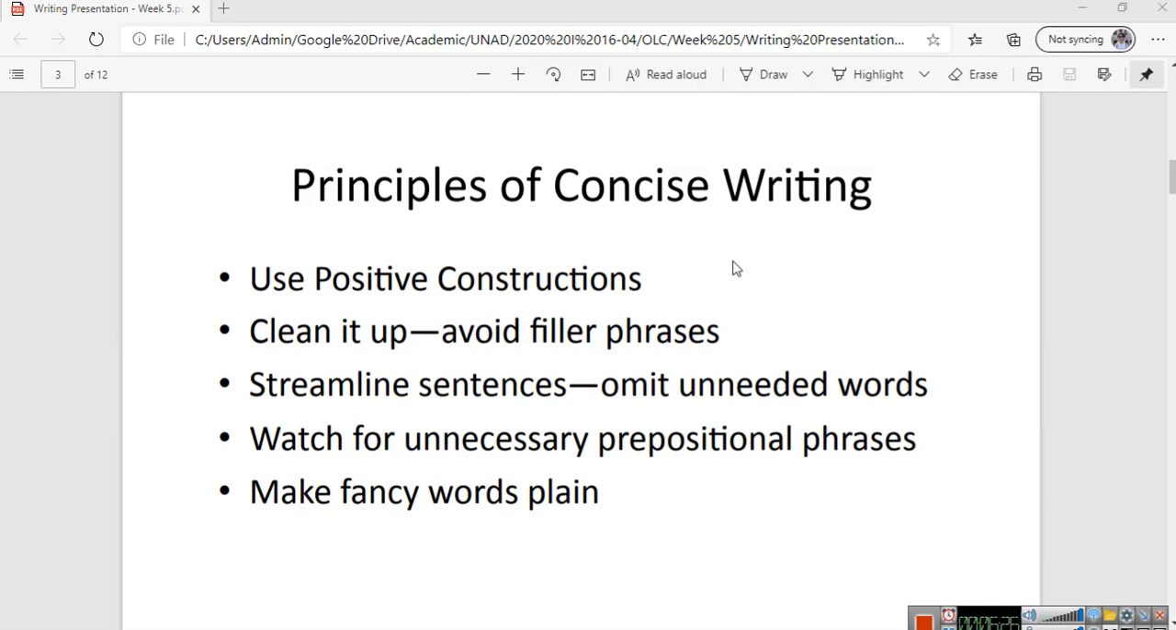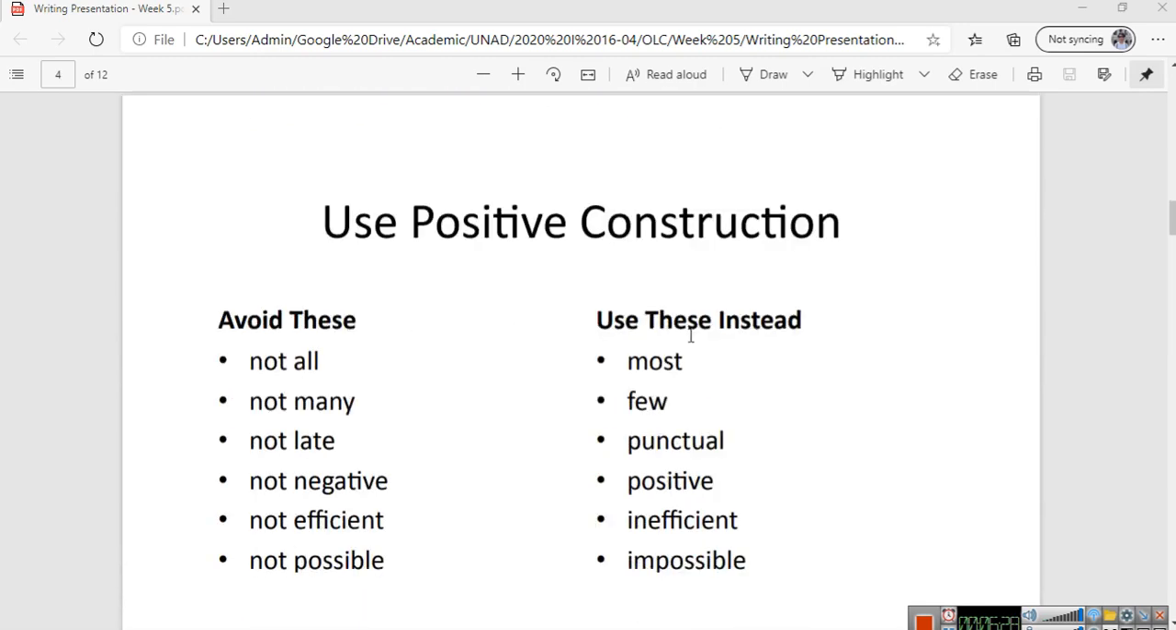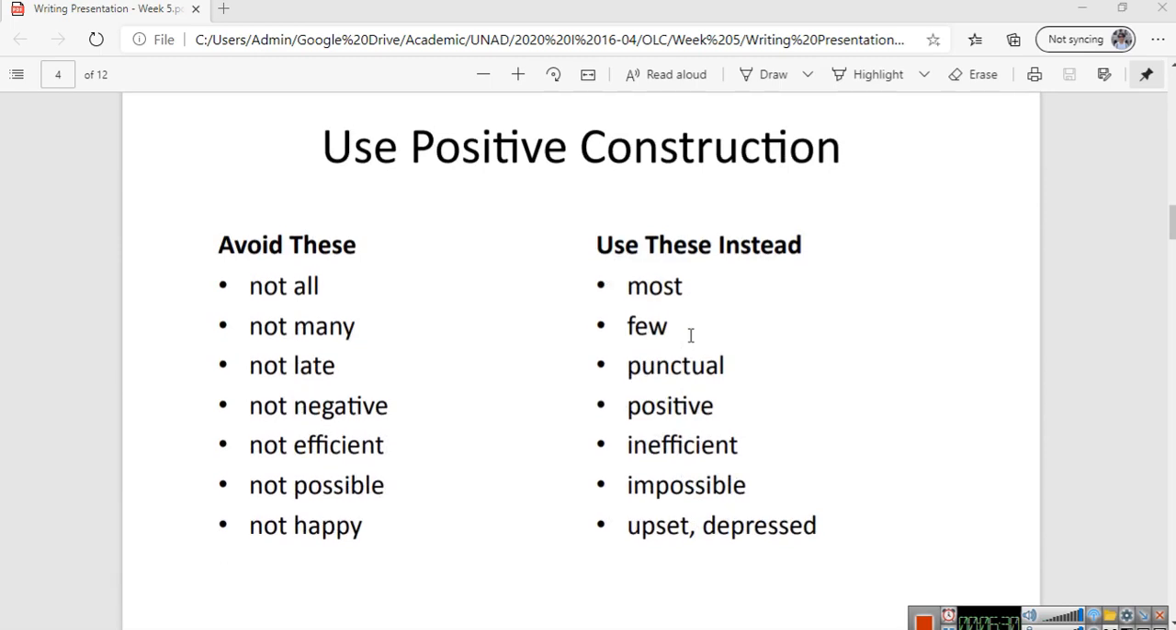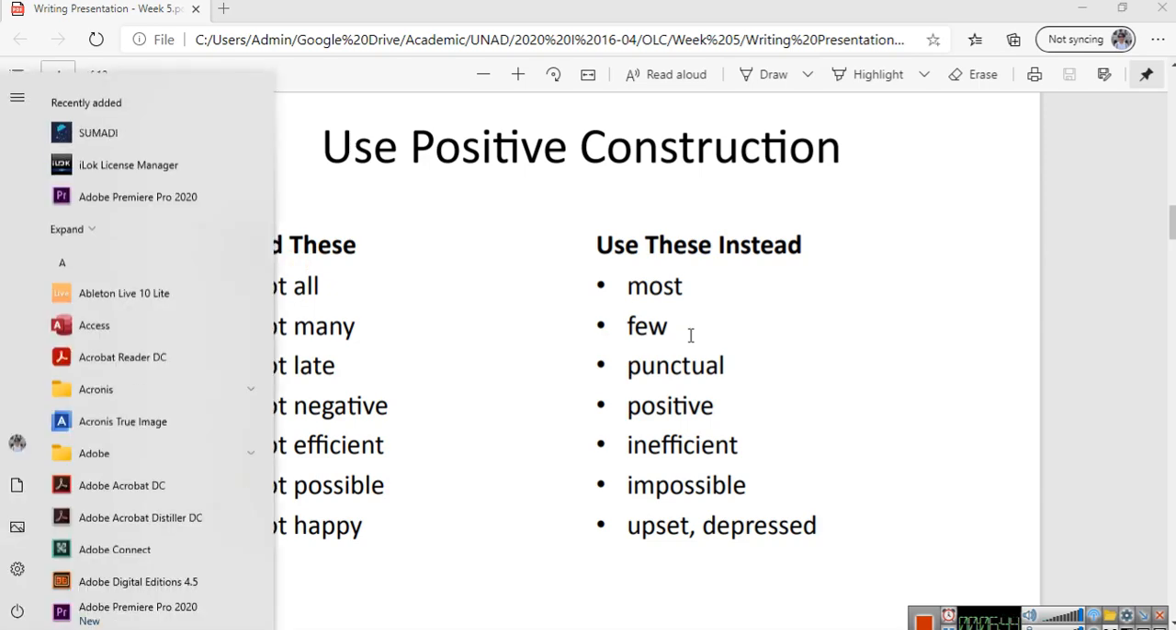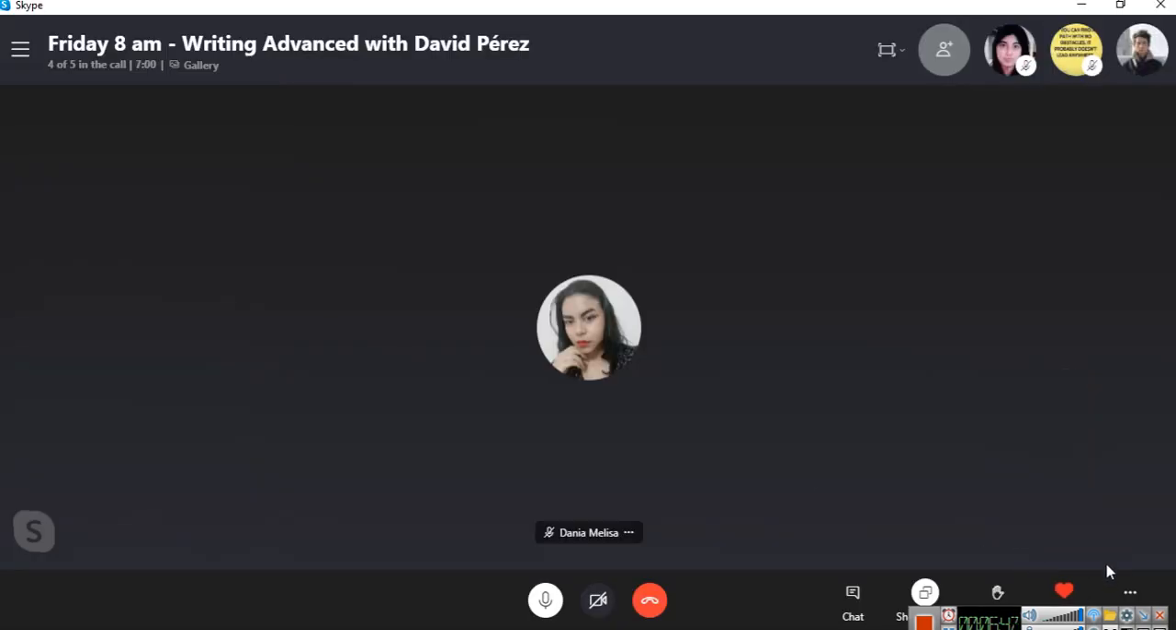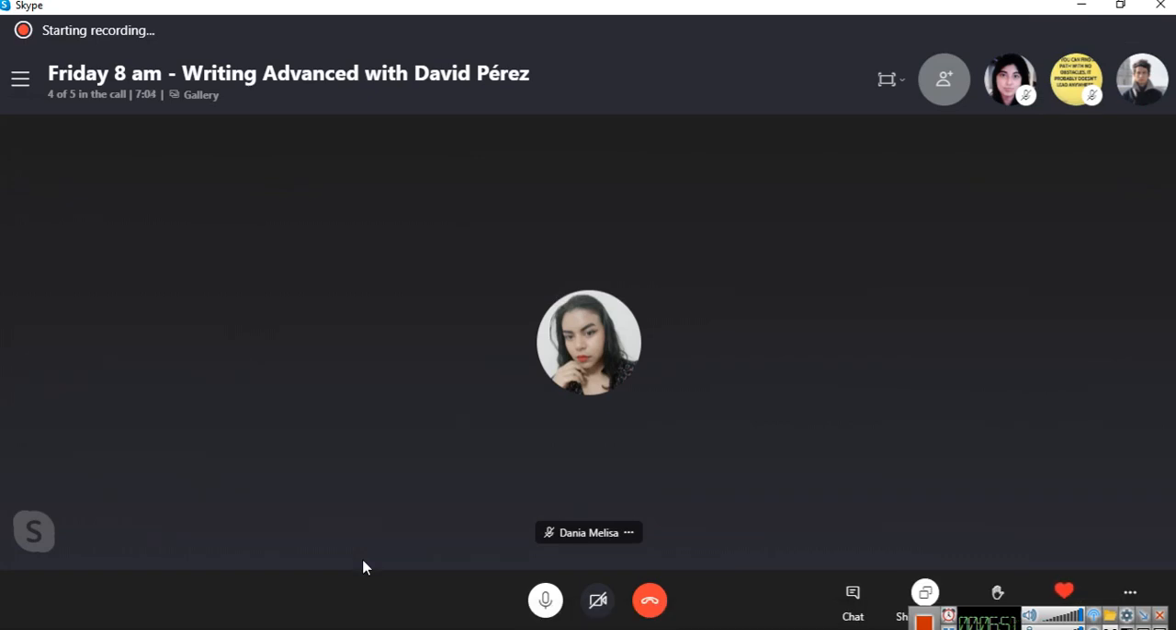Now let's go ahead with the second slide. All right, now we have positive constructions. So we have two lists. The first one is called avoid this. Okay, give me one second because I remember I have to record this. Great. Oh, and we also have Laura. Great. Laura, let me write down your name.